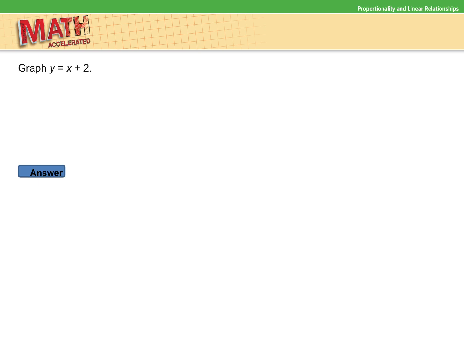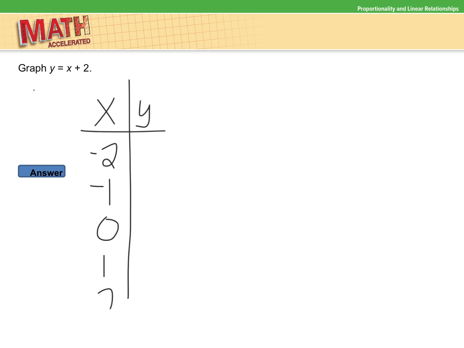So what is the first step you should do? Make your table. What values am I going to use? -2, -1, 0, 1, and 2. And now what do I do? Plug in those values. Get your ordered pairs and then go ahead and graph them. So I'm using our function, the equation y equals x plus 2. How do I use that to find my y values? Plug in the x values.